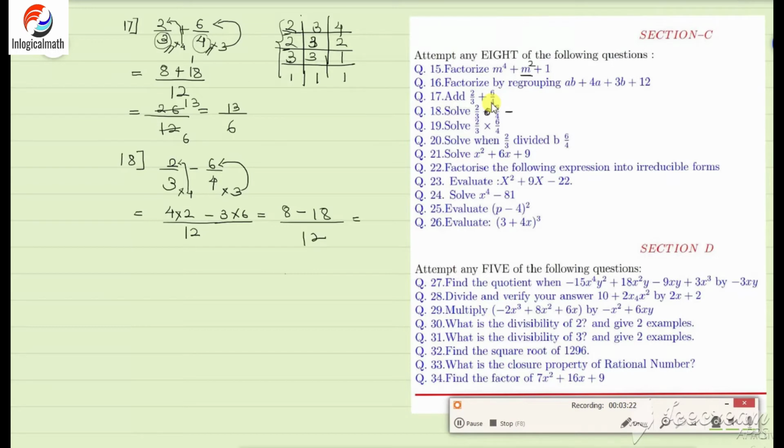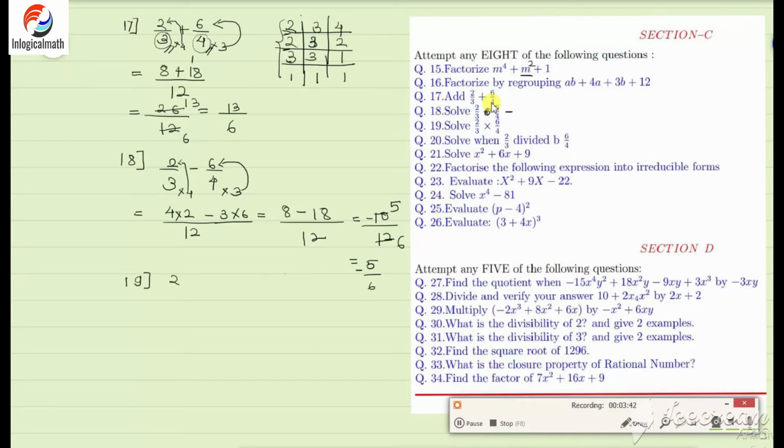So what is the answer? Minus 10 by 12. This is not the lowest form. For reducing it to lowest form, both 10 and 12 are divisible by 2. So 2 5s are 10, 2 6s are 12. So 5 by 6 is the answer with a negative sign. Now go for question 19.